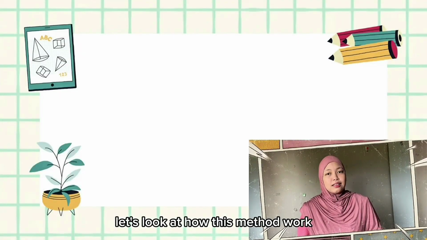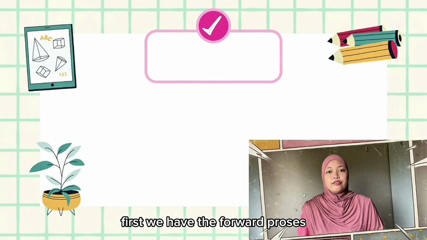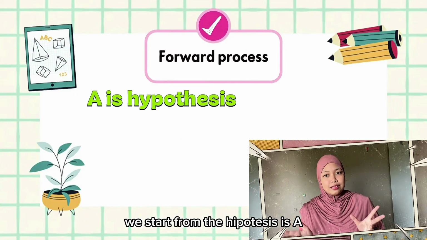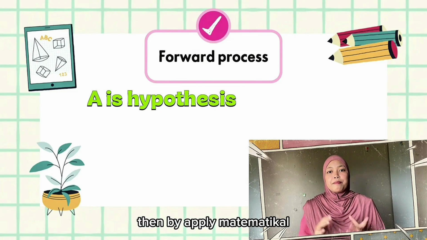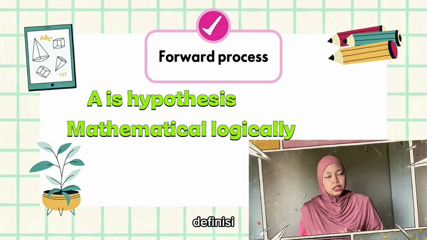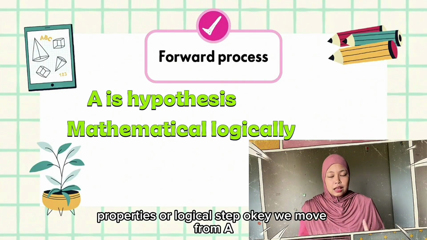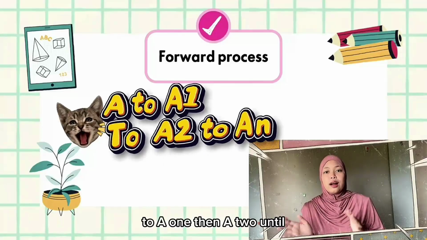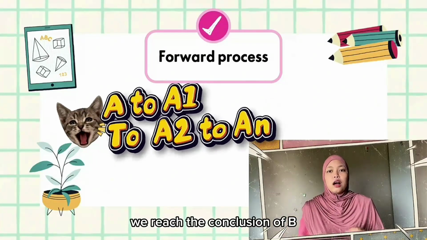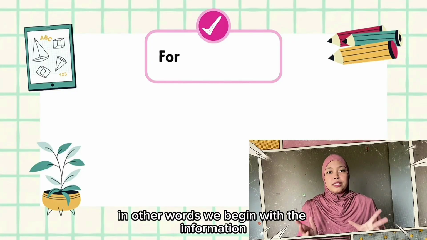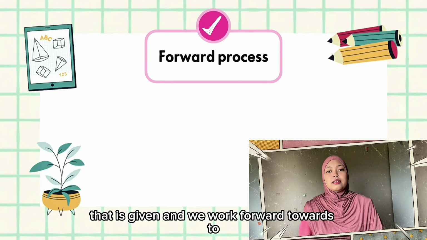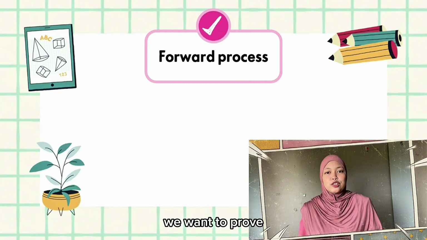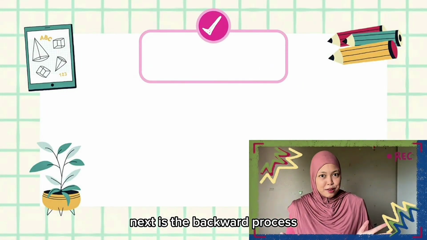Now, let's look at how this method works. First, we have the forward process. In the forward process, we start from the hypothesis A, then by applying mathematical definitions, properties, or logical steps, we move from A to A1, then A2, until we reach the conclusion B. In other words, we begin with the information that is given and work forward to the result we want to prove.